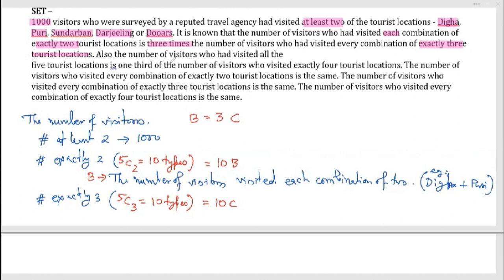Also, the number of visitors who had visited all the 5 tourist locations. Exactly 3, then exactly 4, and exactly 5, these are the things I can find. So let me take that information. One variety is C. Now the next one I am considering is exactly 4, which would be written as 5C4, and that should be 5 types. And the next one, exactly 5 visited, that is 5C5, which is one type of visitors, those who have visited all 5.